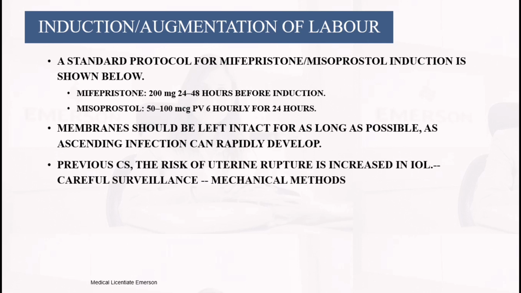Then, with a previous C-section, the risk of uterine rupture is increased in induction of labor, and careful surveillance should be done even if you are doing mechanical methods. So if you are to do this in a previous Caesar, you have to do careful surveillance.